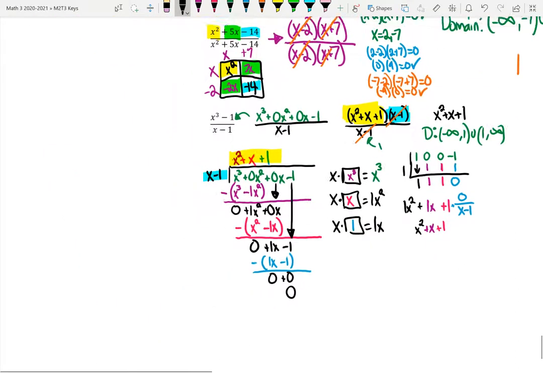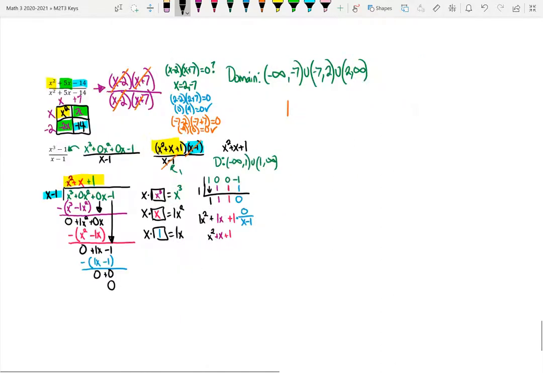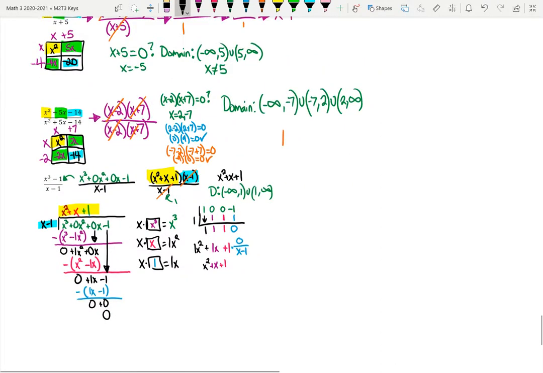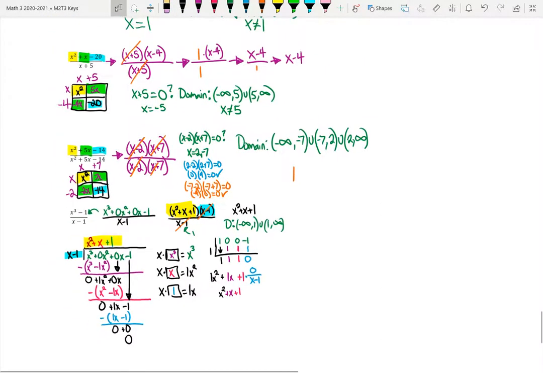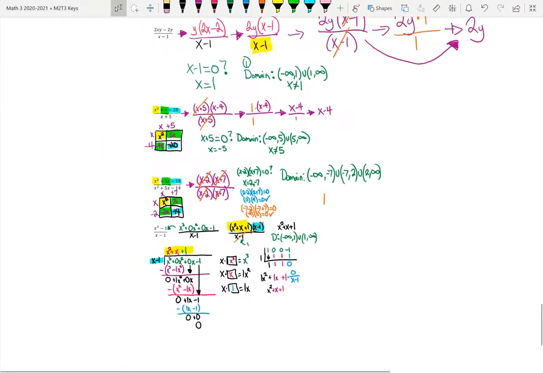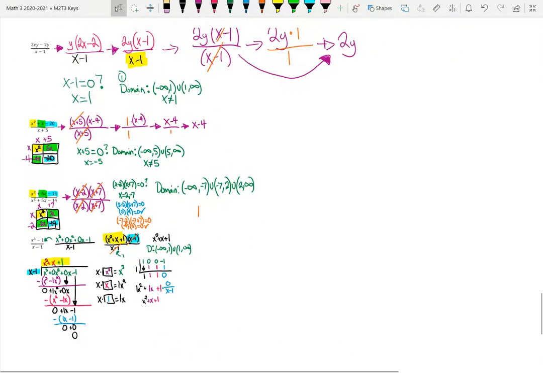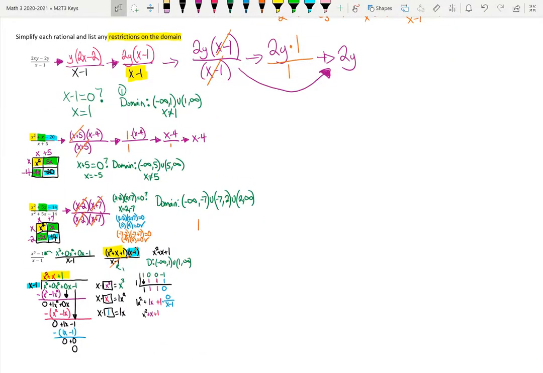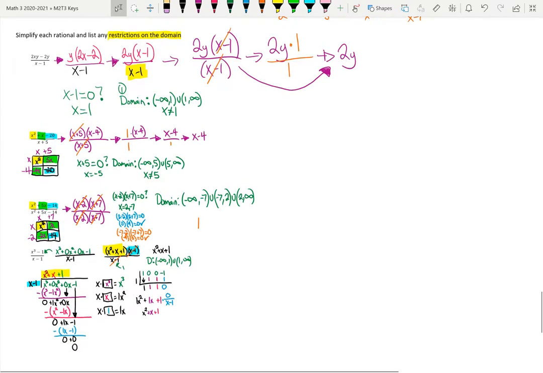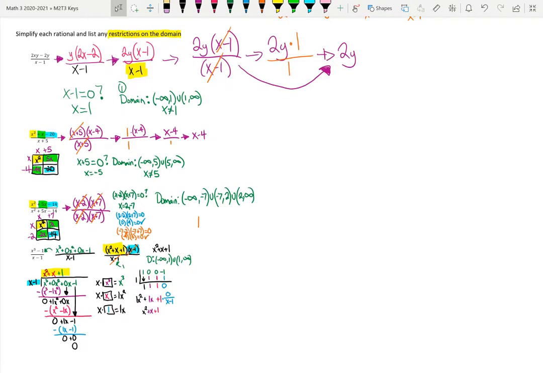So what we essentially did is we simplified rational expressions. These were all fraction problems. And I just want to really stress the fact that you identify the restrictions on the domain before you do any canceling. This is it for now.